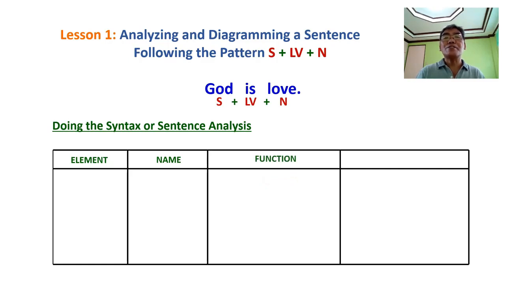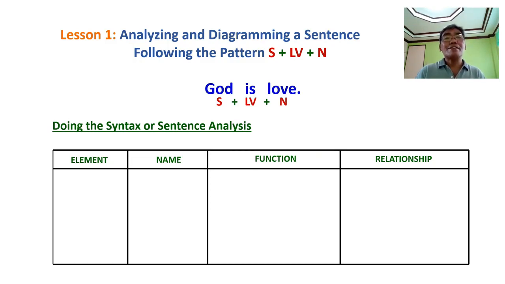Our third column is for the function. This column will show the function of each word, phrase, or clause, or in other words, this column will show how each word, phrase, or clause is used in a sentence. Our fourth column is for relationship. This column will show how each word, phrase, or clause relates itself to other word in a sentence.